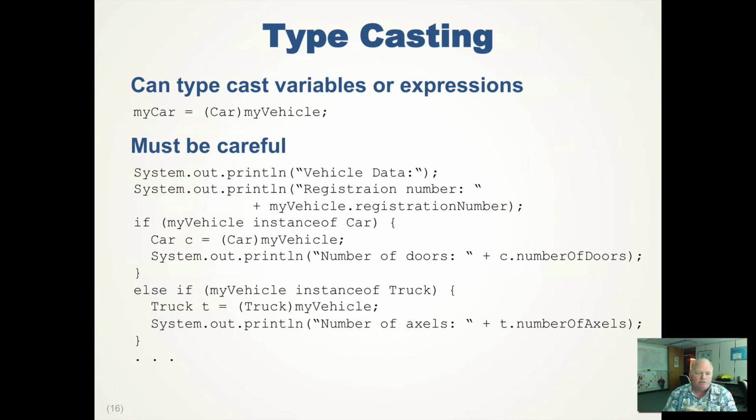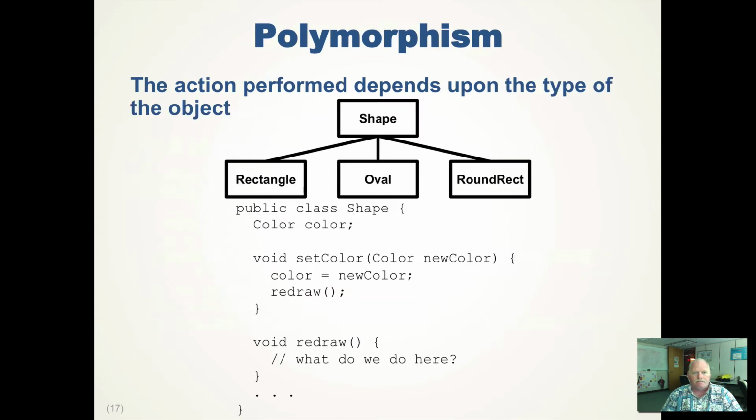If we tried to cast it to a truck in there, we would get a class cast exception thrown, because you can't cast a truck into a car. And so polymorphism is another concept with class hierarchies.